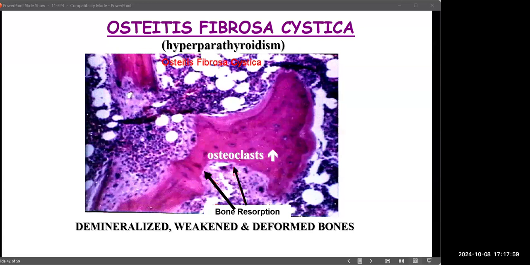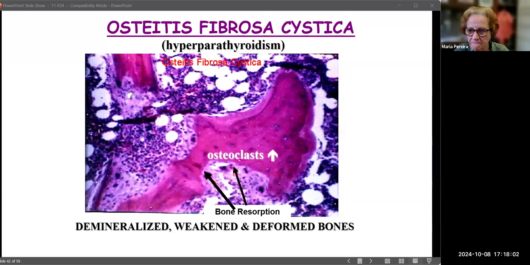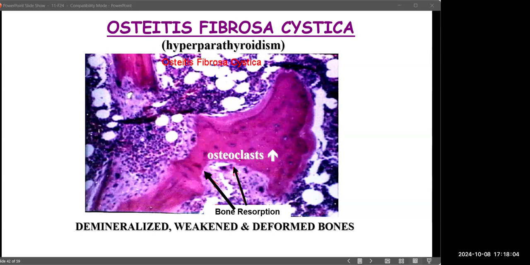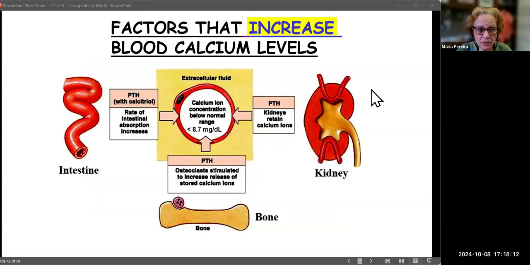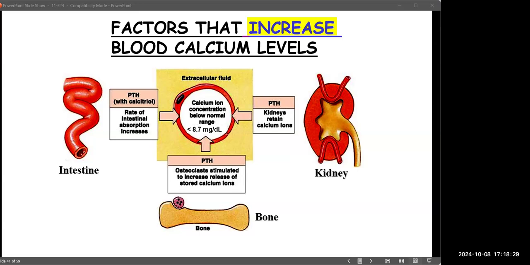Can you hear me? Yes. Okay. So you said that parathyroid hormone release is stimulated when there's low calcium, right? You mean the release of parathyroid hormone, PTH, occurs when there's low blood calcium levels? Yes. Okay.